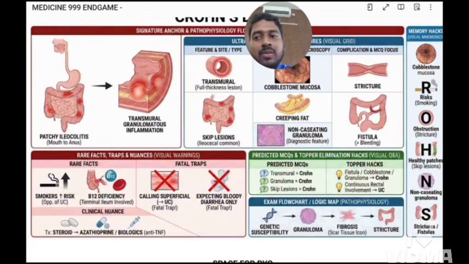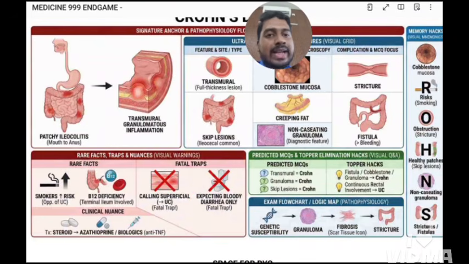Now, because ileocolitis, that is ileum and colon, that junction is most commonly involved. This is also the junction where vitamin B12 is absorbed in the ileum. So these patients will present with vitamin B12 deficiency also. So superficial lesion is ulcerative colitis, transmural lesion is Crohn's disease.